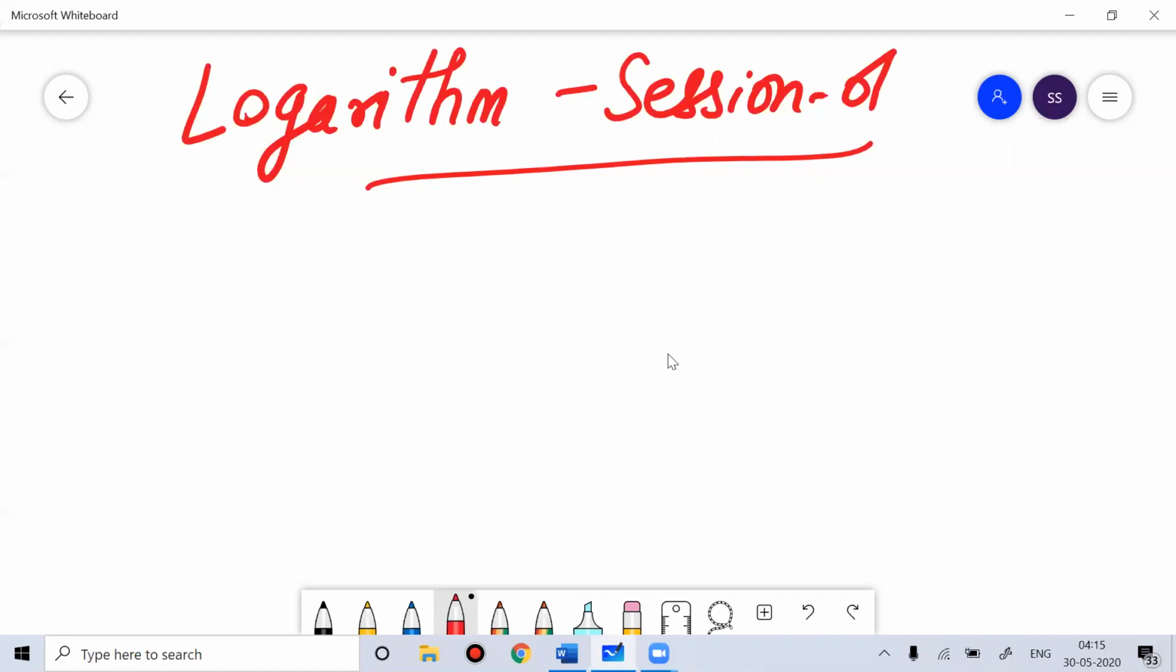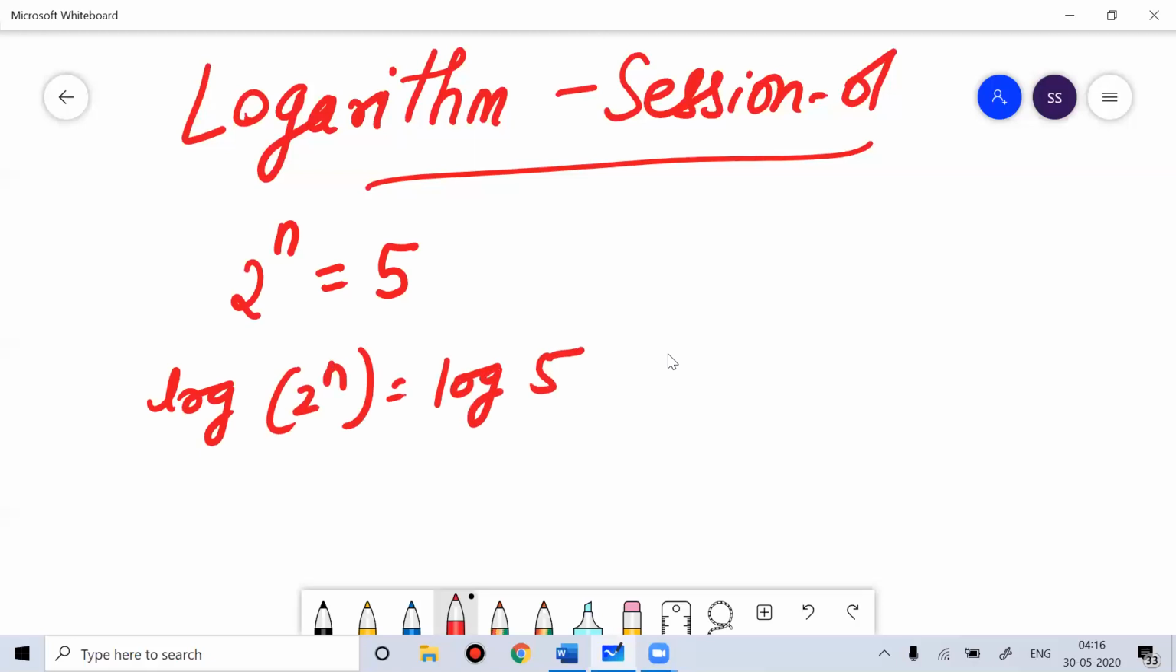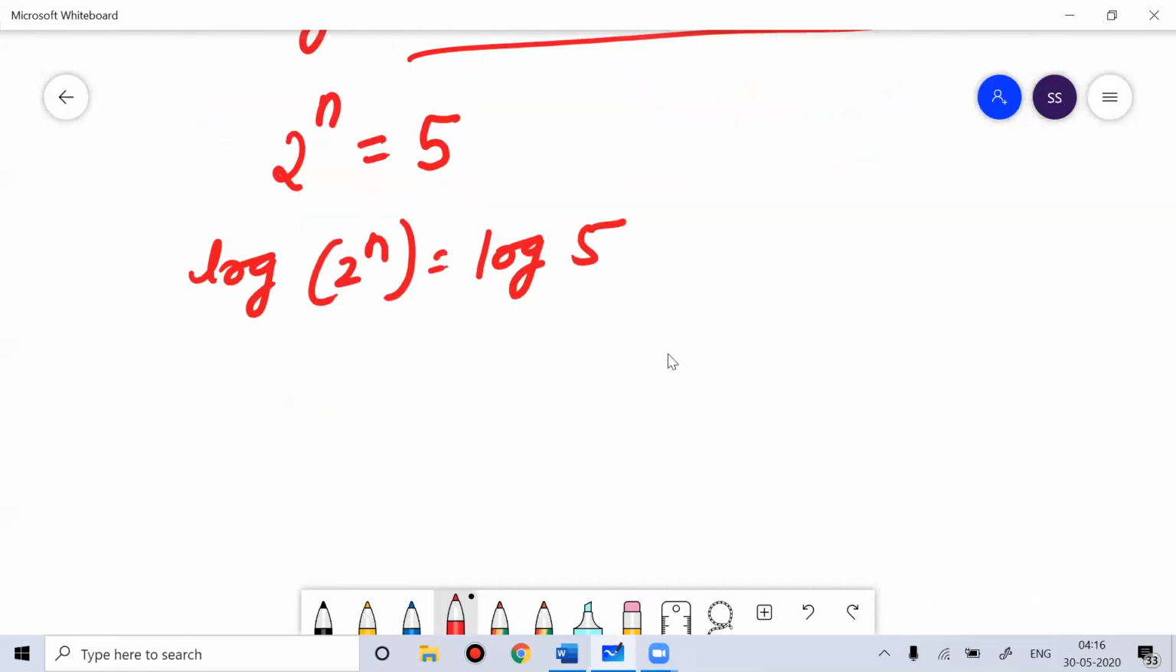Imagine I want to find the value of n in 2 to the power n is equal to 5. Whenever I'm performing a mathematical operation and I want to know the value of an unknown, and that unknown is in the power, the best way of solving it without using a calculator is the concept of logarithm. If you take log on both sides, log of 2 to the power n is equal to log 5.